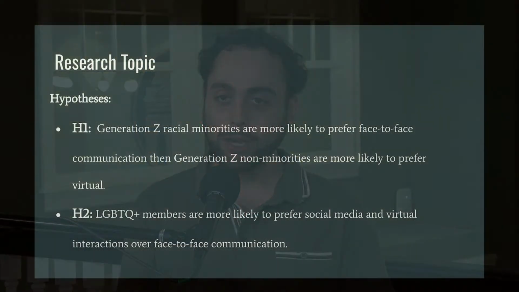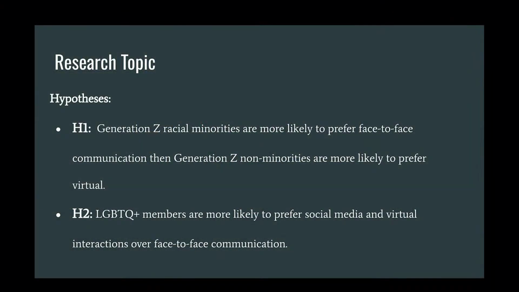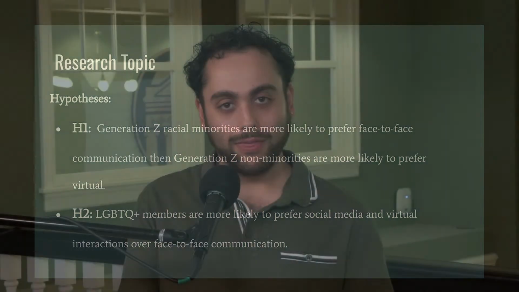We looked at how two different groups prefer to communicate. Our first idea is that Generation Z racial minorities might like talking face-to-face more than non-minorities, who might be more into texting, social media, or any other way to communicate online. This could be due to people preferring in-person conversations because they feel more real or personable for some groups. The second is that LGBTQ+ Generation Z members may prefer social media and online chatting over talking in person. That might be due to feeling safer or it being easier to be themselves online and connect with people who understand them.